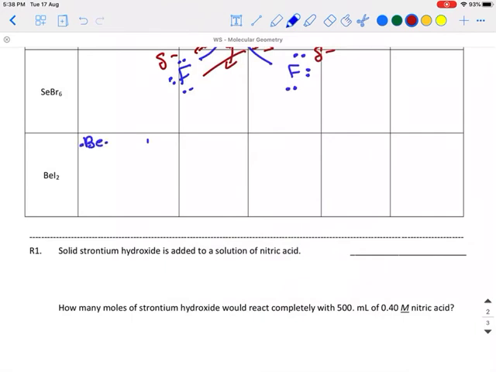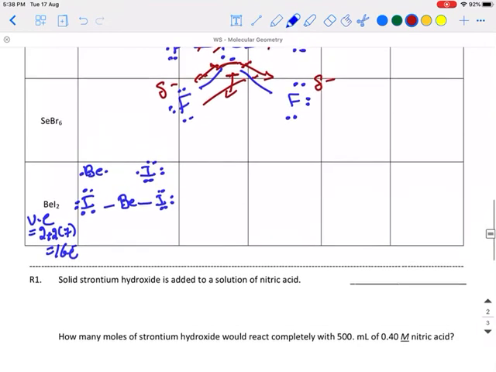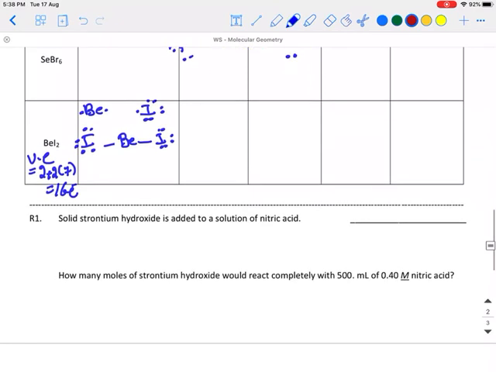Let us see BeI2. Beryllium belongs to group 2, so it has 2 electrons in the valency. Iodine belongs to group 7, so 7 electrons in the valency. Let us count the total valence electrons: 2 plus 2 times 7, which is 16 electrons. So we have beryllium surrounded by 2 iodine. If you count the electrons, you will find 16 electrons.